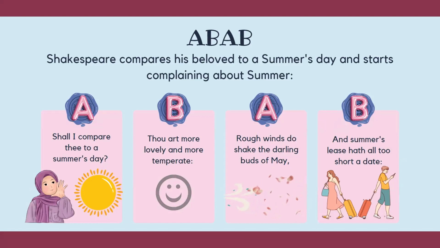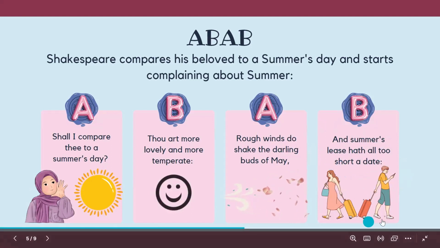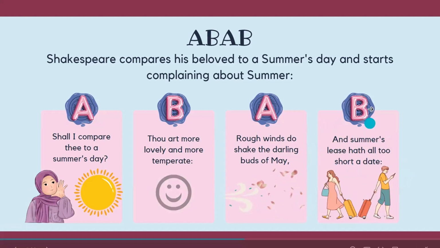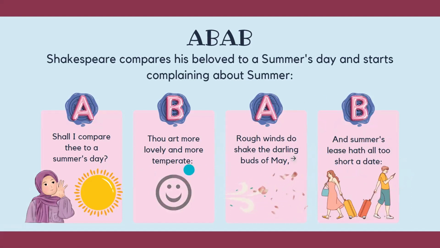I'm just giving an example, right? So they're saying summer's lease, the time we stay in summer, is much too short. The time you're staying in that apartment, or in summer, is just way too short. So that's just him complaining about summer and saying that his beloved is just better. She's more lovely and she's more pleasant.